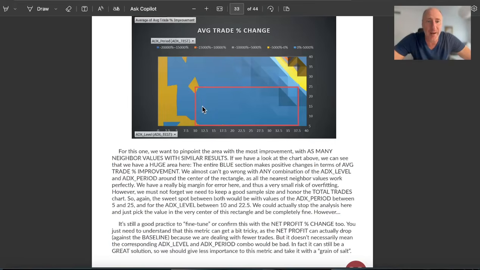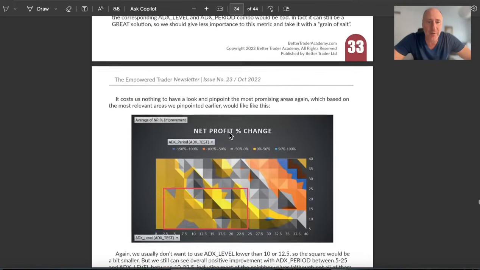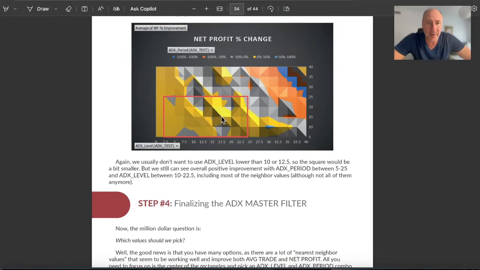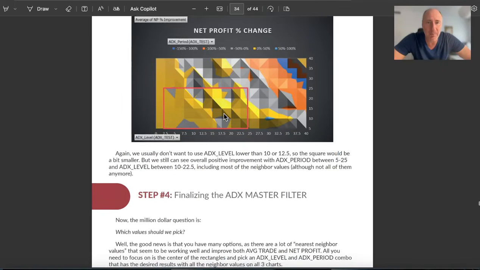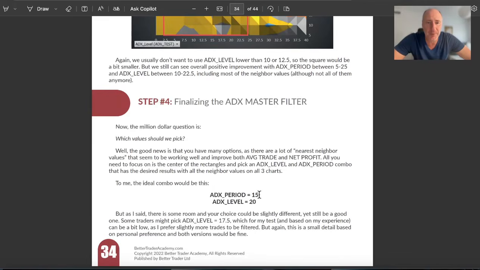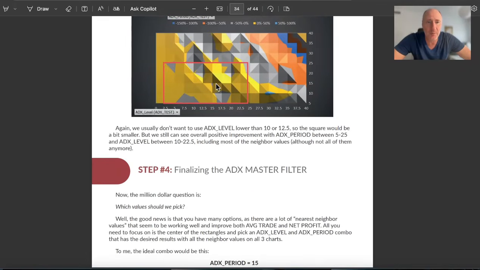So we're always looking for the center where we have a lot of neighboring values working very well, and we see if we pick something like 15-15 or even 15-20 for the average trade, a lot of neighboring values work very well, and in net profit it is somewhere here as well, or here we have strong neighbor values. So we basically are covering both net profit improvement and average trade. I would pick period 15 and level 20. So period 15 and level 20. This is one.